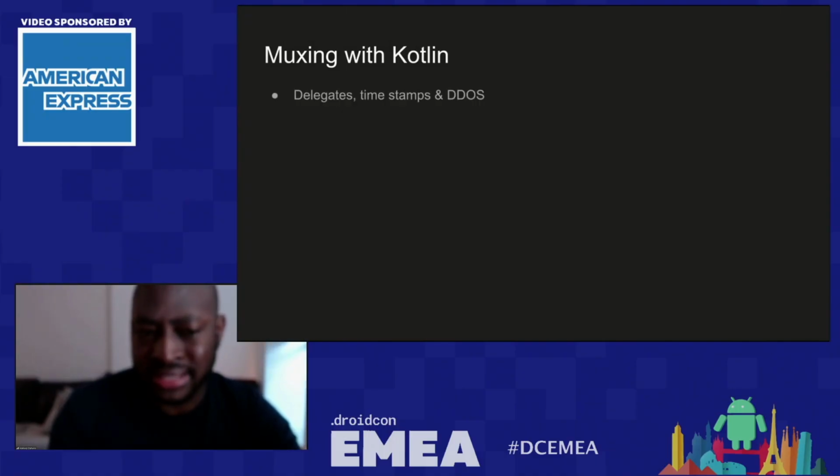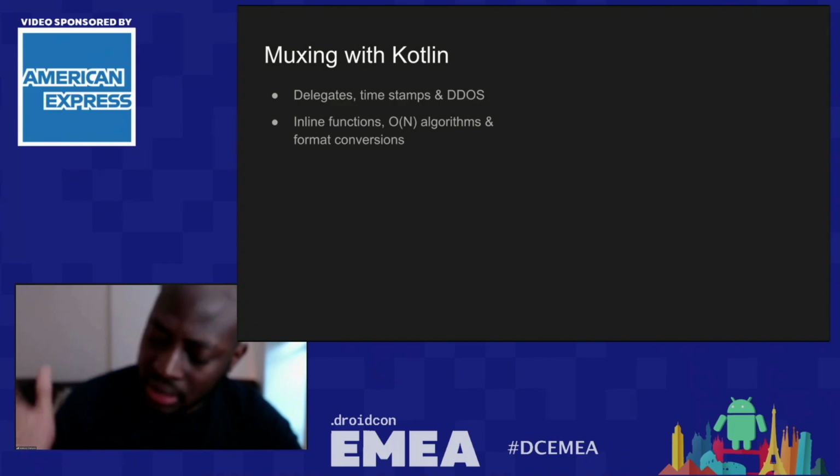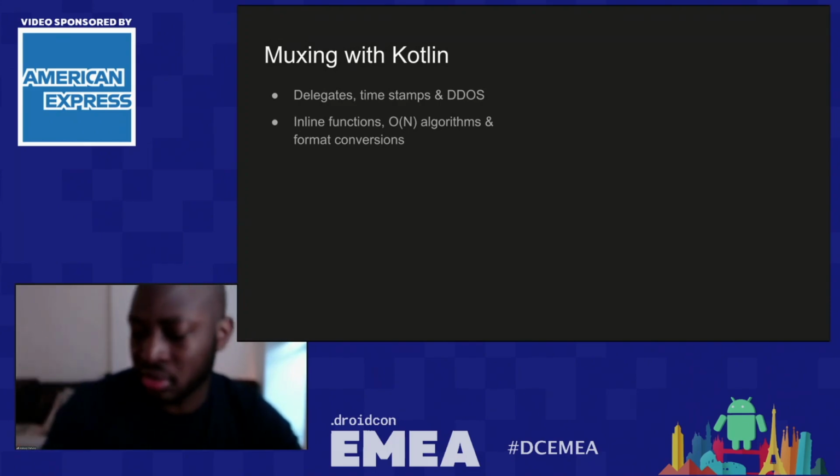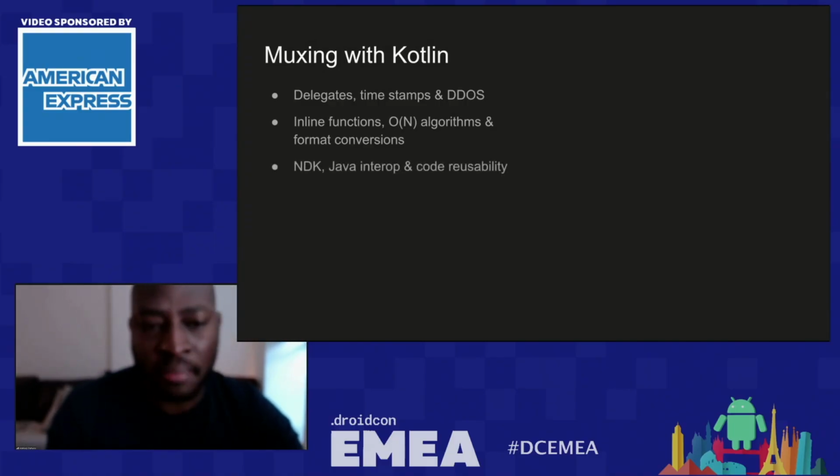So we're going to talk about delegates in Kotlin, timestamps and denial of service attacks, inline functions, O(n) algorithms, format conversions, because again, the Android encoder is going to give you the bit stream in Annex B, and we want it converted to AVCC as efficiently as possible. We're going to talk about the Android NDK, Java interop with Kotlin, and code reusability.